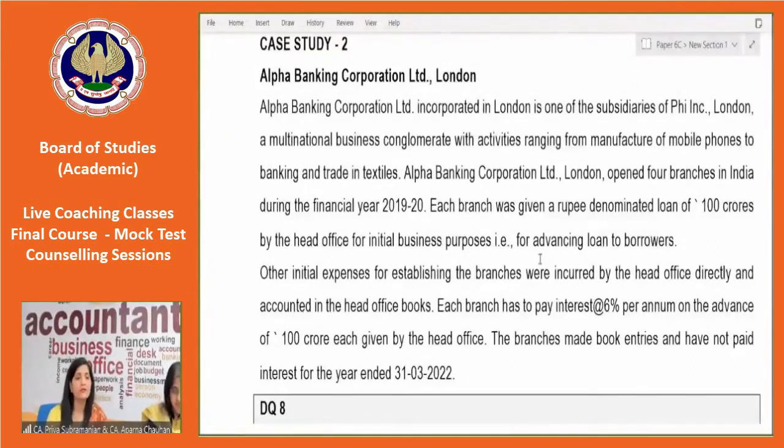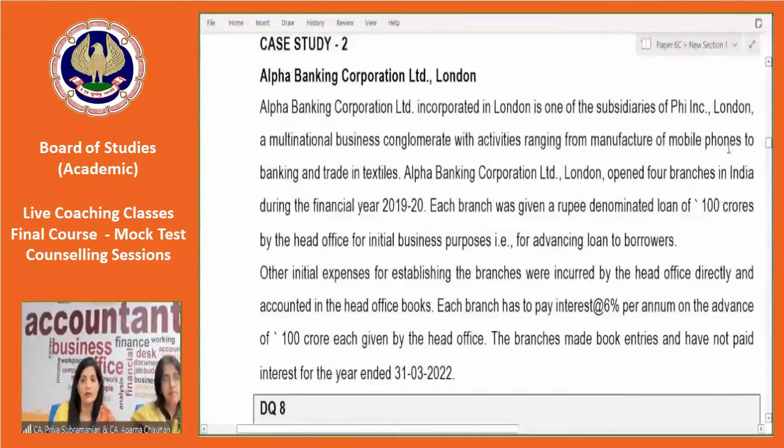The first paragraph of this case study is on a non-resident who is engaged in the business of banking, and it has a branch in India. Let me read the facts once again for you. The Alpha Banking Corporation Limited, incorporated in London, is one of the subsidiaries of Fee Inc. London, a multinational business conglomerate with activities ranging from manufacture of mobile phones to banking and trade in textiles. Alpha Banking Corporation London opened 4 branches in India.